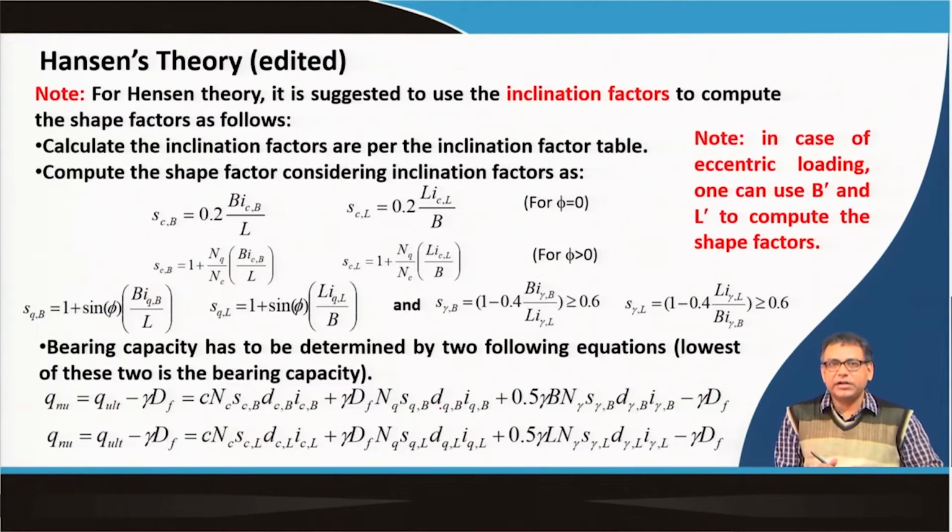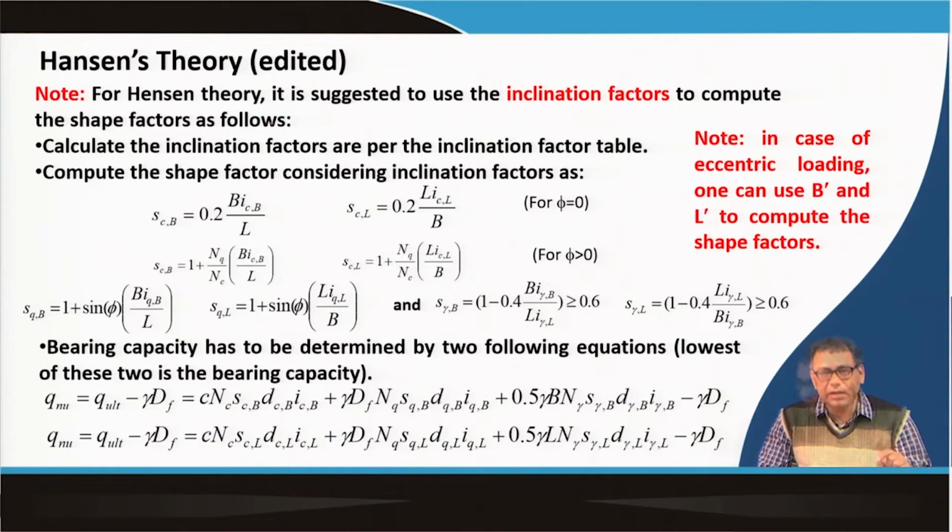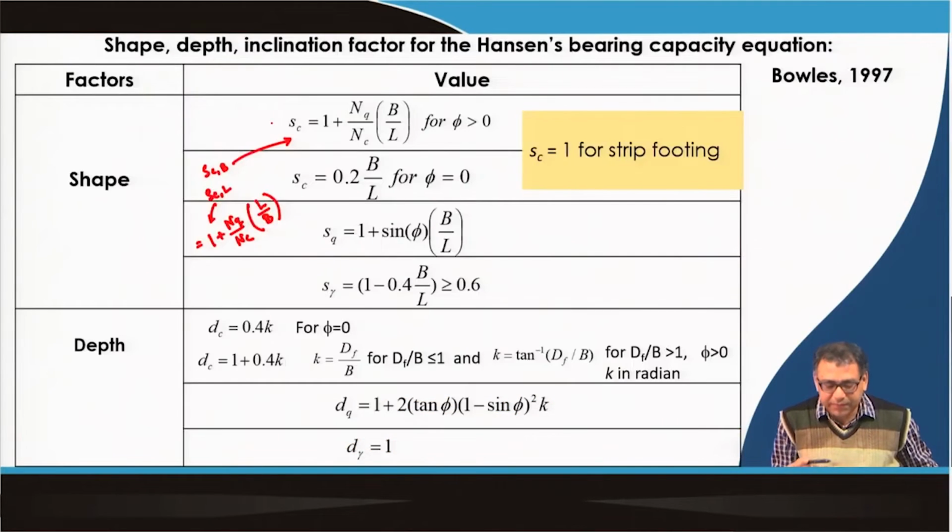Now, the second modification, to incorporate this inclination effect. For Hansen's theory, it is suggested to use inclination factors to compute the shape factor as follows, if the load is inclined. So, in the Hansen bearing capacity equation, when you calculate the shape factor, you modify it, because the original shape factor is given as Sc = Nq divided by B by L.